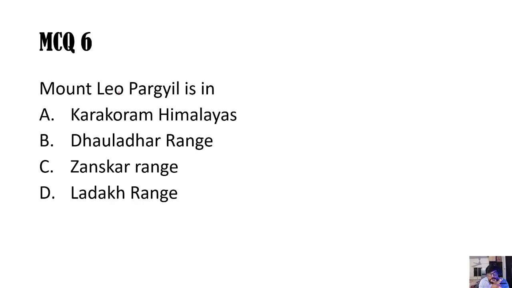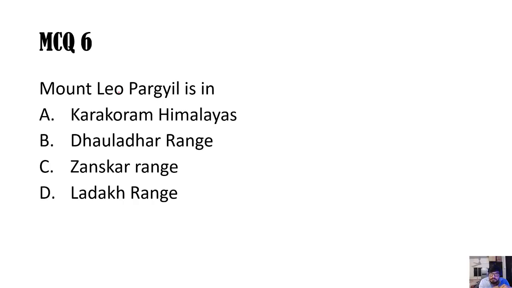Next, Mount Leo Pargil. It's an important geography question, because recently a battalion of the Indian Army scaled this mountain. It's a very tough mountain to reach, and in which range is it found? Karakoram, Dhauladhar, Zanskar, Ladakh. You see, all are associated with the Kashmir Himalayas, or the Karakoram range, which is the northernmost layer where all these important glaciers are present, Siachen, Baltoro and all. Dhauladhar is found in the Jammu region, and it extends up to the Himachal Pradesh region.